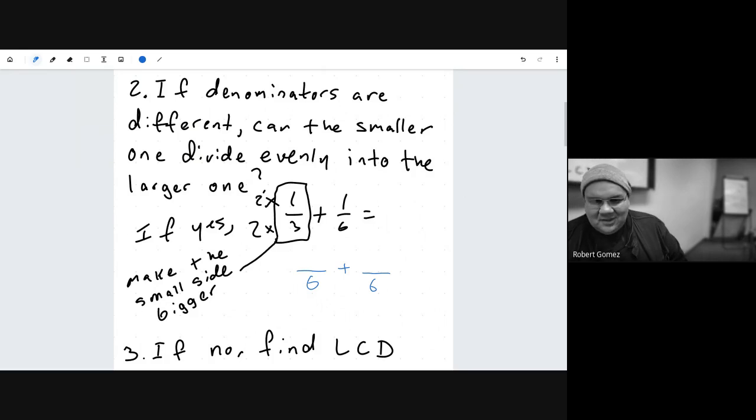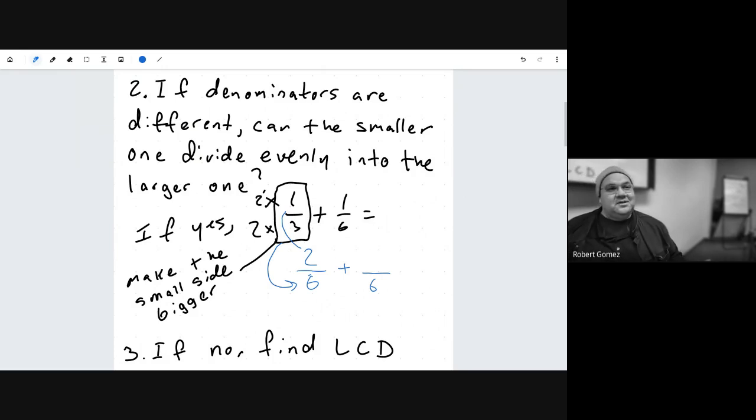Now I'm going to ask myself, well, I'm making that 3 into a 6. How did I do it? What did I have to multiply by 3 to get that 6? I have to multiply by 2. So 2 times 3 is 6. And then I have to do the same thing to the top. Whatever I do to the bottom, I've got to do to the top. So I also have to multiply by 2. So 2 times 1 is 2. So that's going to become 2/6.